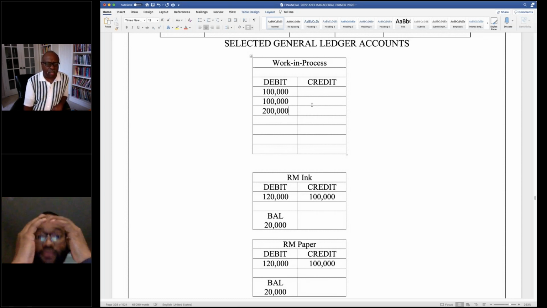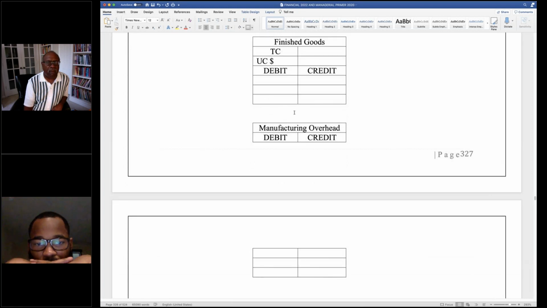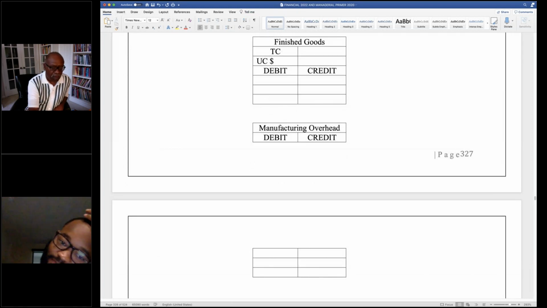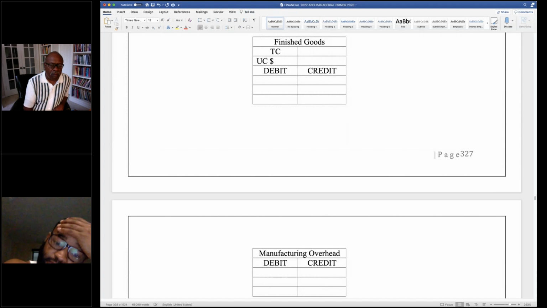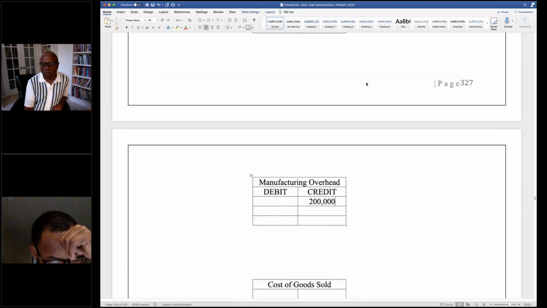So we post the debit to work in process, and where are we going to put the credit? Manufacturing overhead. Put the credit in manufacturing overhead. Professor Boyd, this is the estimated overhead.